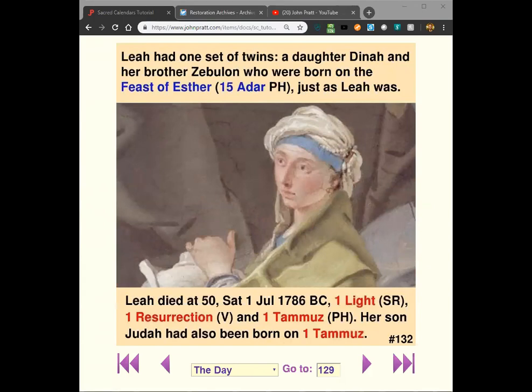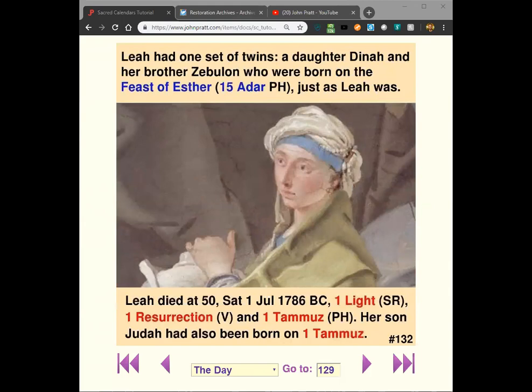She dies at age 50. Now, that's just a couple of years longer than Rachel died in childbirth at age 48. And they're twins. So just 2 years later, Leah dies. And again, it's on this really cool day, 1 light, 1 resurrection, 1 Tammuz. And her son Judah is born on 1 Tammuz. So she's got a tie to one of her son's dates. Her death date ties to one son's birth date, just like Rachel, her death date ties to one son's birth date. So everything's the same.